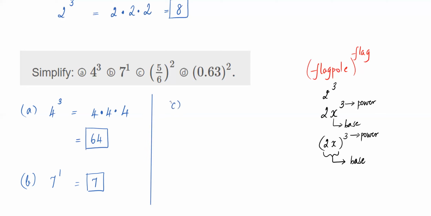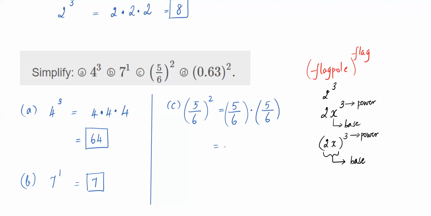Then let's look at C, 5 over 6, the whole power 2. Now we have to ask ourselves the same question. What's the flag? The flag is 2. What is the pole that it's attached to? Well, the 5 over 6 is grouped together in parentheses. So you know the entire fraction, 5 over 6, is your base. This means your 5 over 6, the entire thing, gets multiplied 2 times because the power is 2.